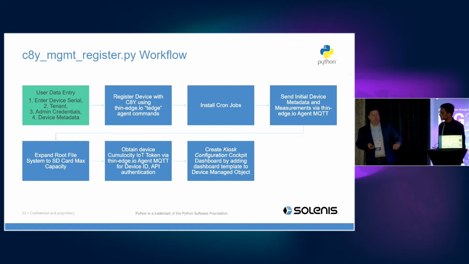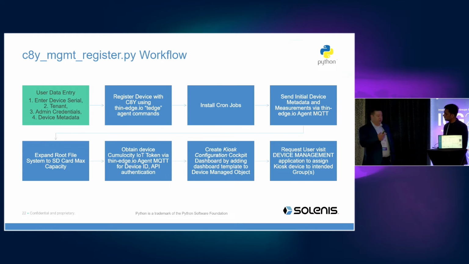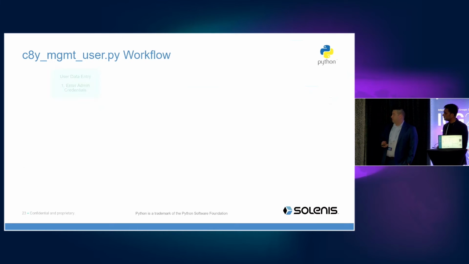So the dashboard that's shown over here on the kiosk is automatically created and assigned to that device as a dashboard. And then the script ends by requesting that the user go to the device management application to register this device in the correct group folder or folders so that we can run the next script, which is the user alignment here. So same principle.